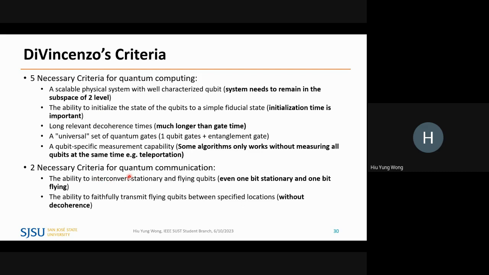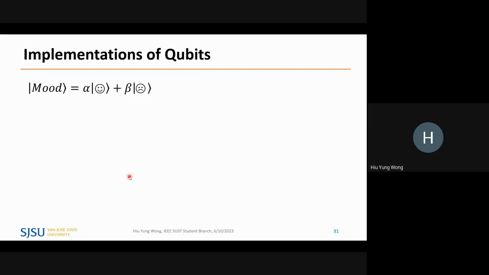We also have criteria for quantum communication, but I will skip that here, right? So how do we implement?